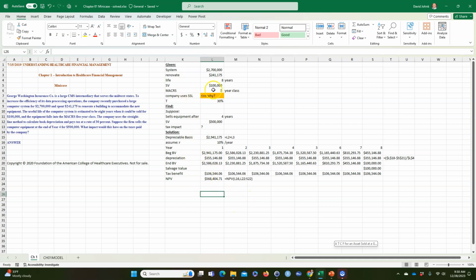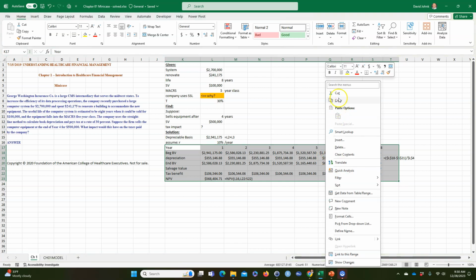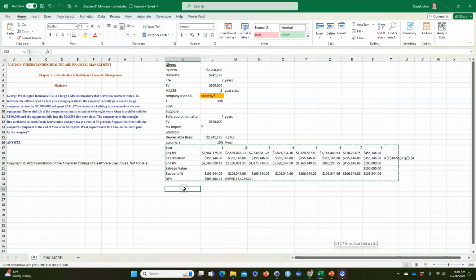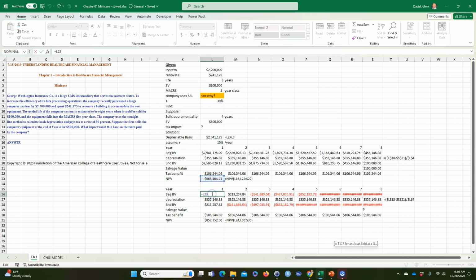So now they say they use MACRS as a 5-year class. Now, this is the beauty of Excel. I can take a lot of this stuff and just copy it down and modify it. So I'll put it down here. And the beginning book value is actually, I just got to move this, right? It's actually equal to that, right?